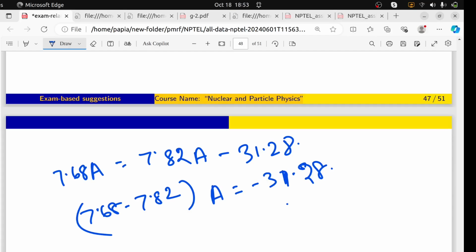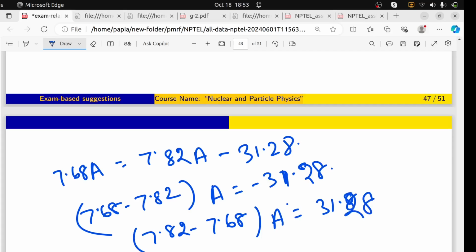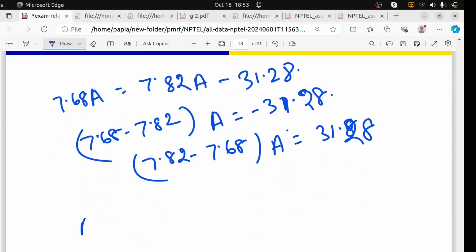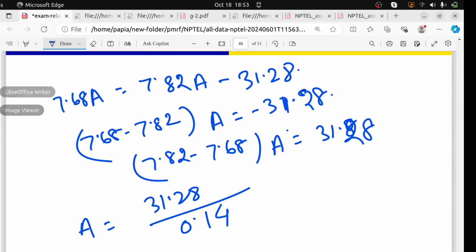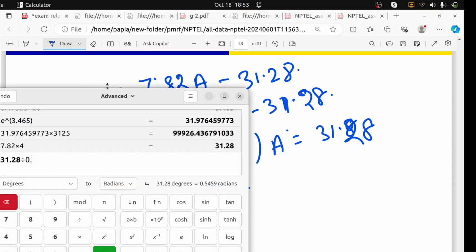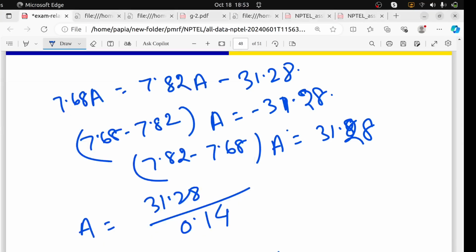So it will be simply, actually, okay, I can write it correctly. That is the thing. Then it was 31.28. So you can see that the A value will be 31.28 divided by 0.14, like that. So if I calculate this, then it will be 223.42. So it is of the order of 223 only.